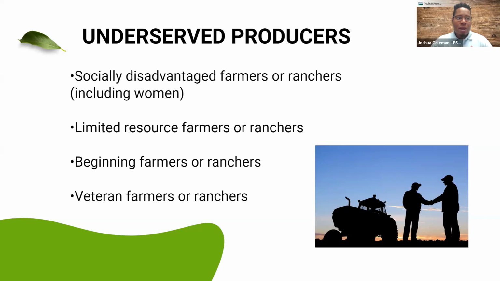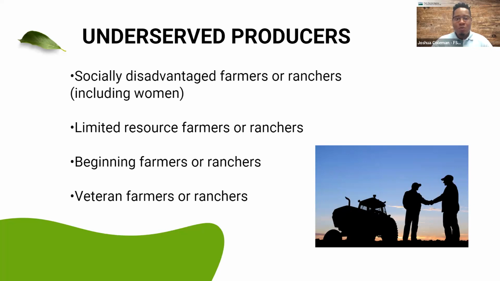Limited resource farmers and ranchers are those who have direct or indirect gross farm sales that don't exceed the applicable amount for the year, which changes. I think this year it's around 177,000. They also have a household income at or below the national poverty level for a family of 4. We look at information for each of the 2 preceding calendar years. For example, for 2023, we'd be looking to see if producers met that qualification for 2022 and 2021.